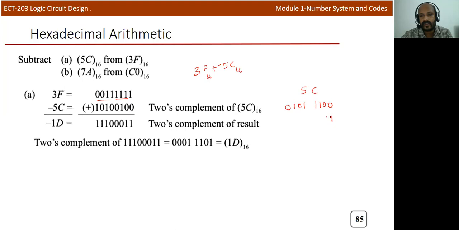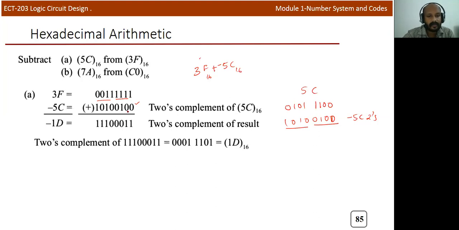So 1, 0, 1, 0, 0, 1, 0, 0. Okay. So this is a 2's complement representation of minus 5C. Minus 5C in 2's complement representation. And after that you can add. So after addition, we know that we are getting a negative value because 3F is a lower value, 5C is a higher value.